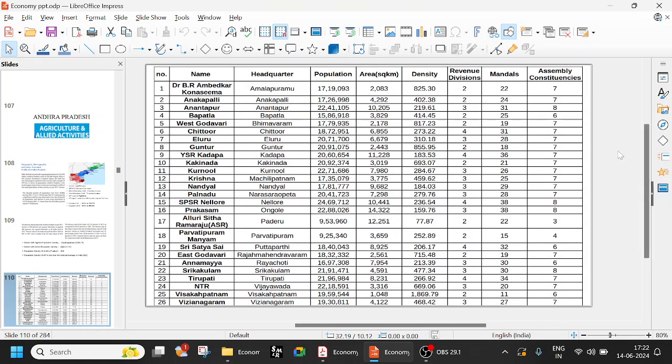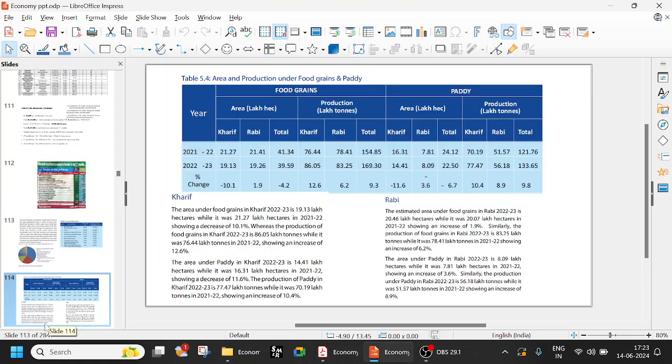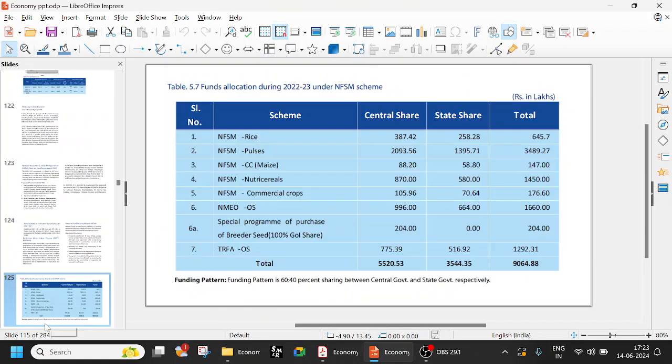So this is all the updated information of all the 26 districts. Questions are asked from this: which has the highest population, which has the lowest population. So we have to go through this also. In economy, these questions are frequently asked, and some related to agriculture. So all this is related to agriculture.